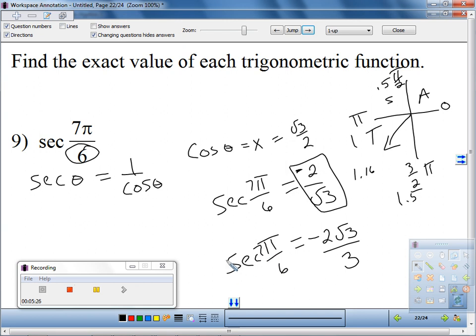So secant of 7 pi over 6 is equal to negative 2 square root of 3 over 3, or negative 2 over square root of 3. Our book used the top one, but I want you to have seen this way as well.